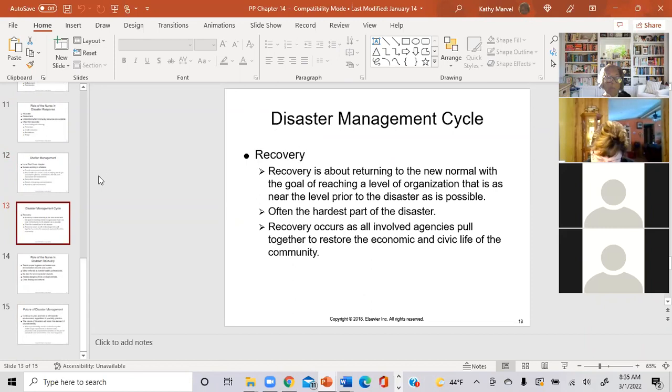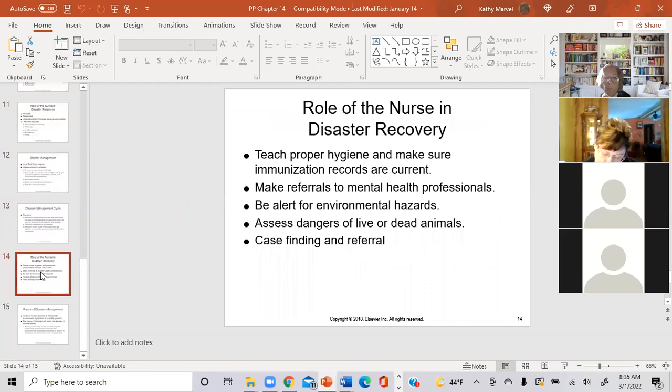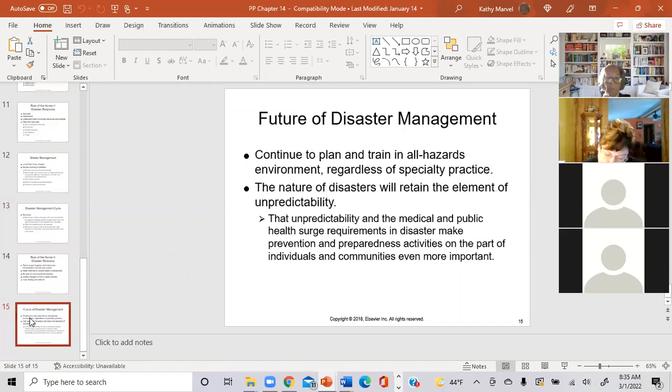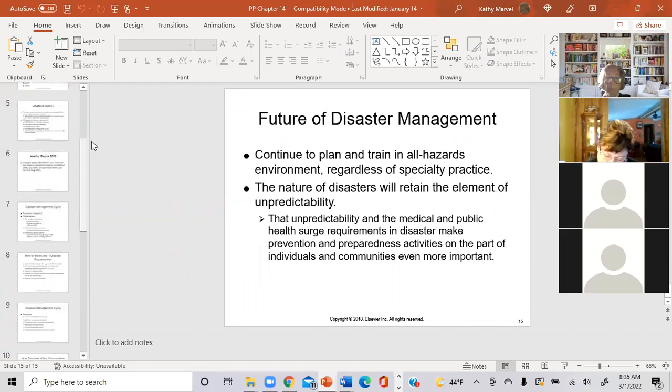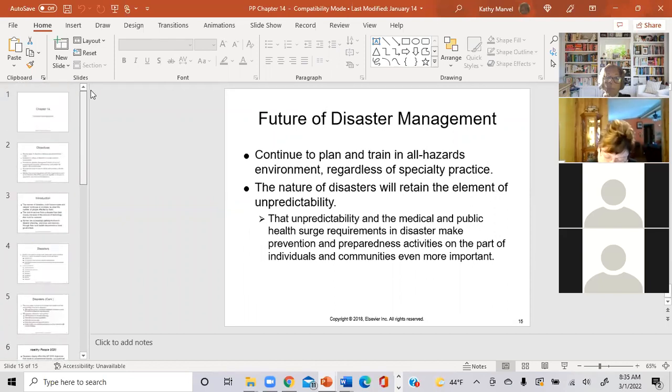The last part of this was recovery, right? So after response was recovery. Okay, recovery is about returning to normal. Role of the nurse during disaster recovery. Okay. So I do need you to review these PowerPoints. Okay. I want to go to the book and point out a few things here.